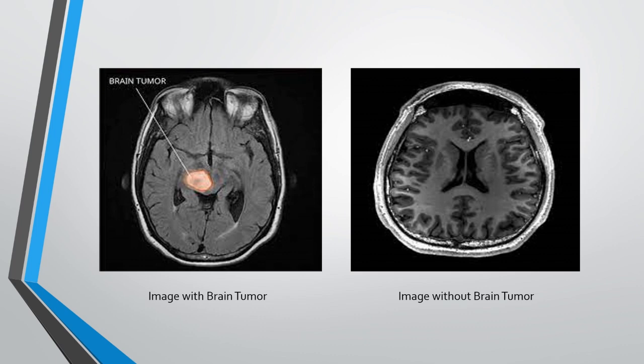And these are images with the brain tumor and without the brain tumor. The left one contains a small cell. There is a red part. This is a brain tumor, and the right image doesn't have any brain tumor.